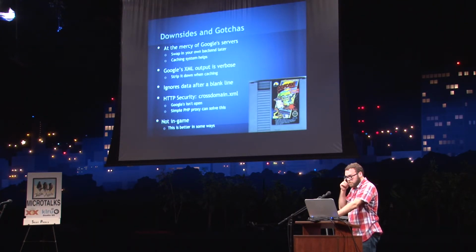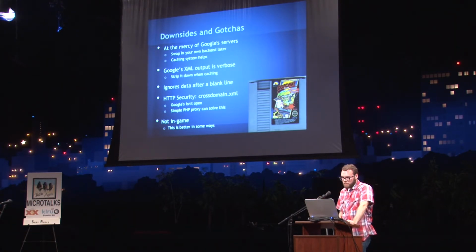So there are some gotchas. Obviously, you're dependent on Google server uptime, but you can always bring in a system to cache the XML, and that's the data that we launched this game with last year. Google's XML output is really verbose. It has all kinds of text in there you don't need. You can strip it down, though, as a solution to that. There's a weird caveat to it. If you have this spreadsheet and there's a blank row, it won't serve up any of the data under that row as XML, so be on the lookout for that if you ever try this.